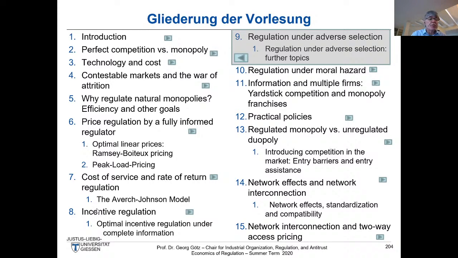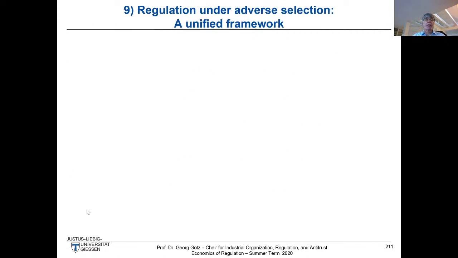We started with this discussion, and I just try to jump back to the respective slide where we ended. I think this is, in a sense, what I presented at the very end of the last lecture. I want to show you now the unified framework we employ in order to solve the adverse selection problem we are dealing with in that chapter.